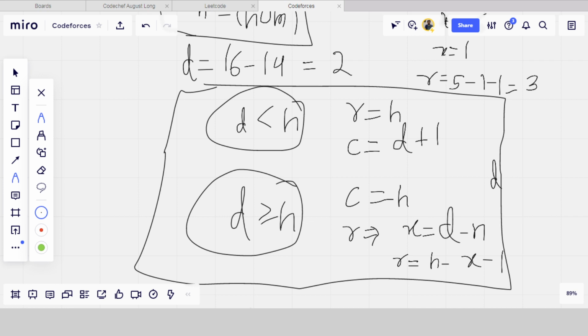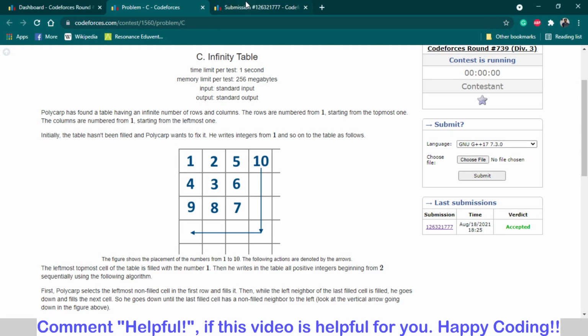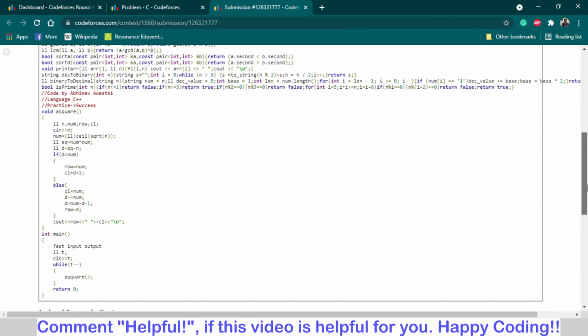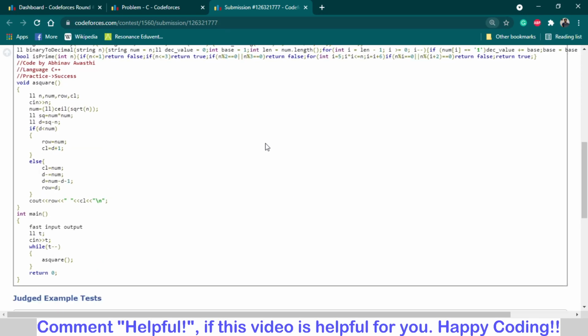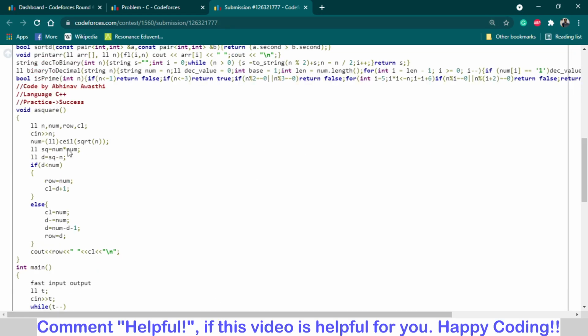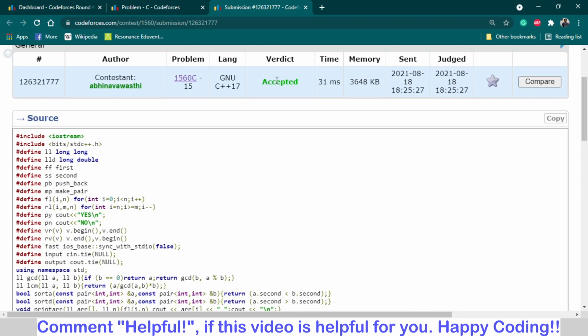So let's explain through the code. What I have done here, first let me zoom in. It's simple. First I have found the num. Num is the number of the L in which the particular number lies, and then I found the difference between the num square and n. Then I have checked both the conditions: row is equal to num and column is d plus 1, and if d is greater than num, then I have found it through the formula which we have already discussed. So like this, you can see that my solution is accepted.